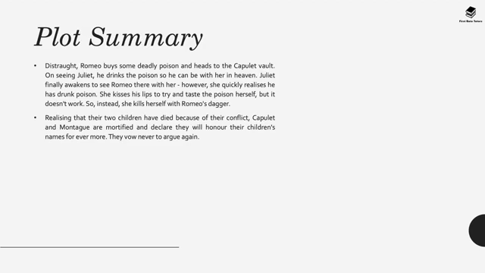Juliet finally awakens to see Romeo there with her. However, she then realizes that he's drunk poison. She kisses his lips to try and taste the poison herself, but it doesn't work. So instead, she kills herself with Romeo's dagger.